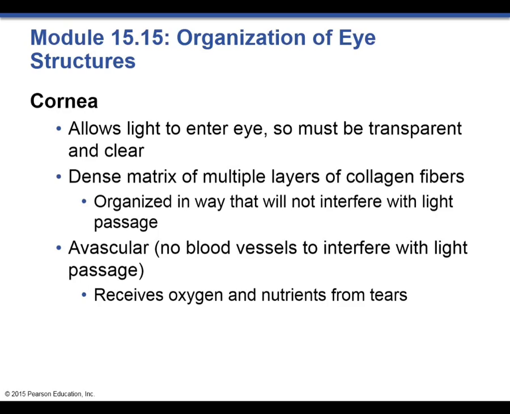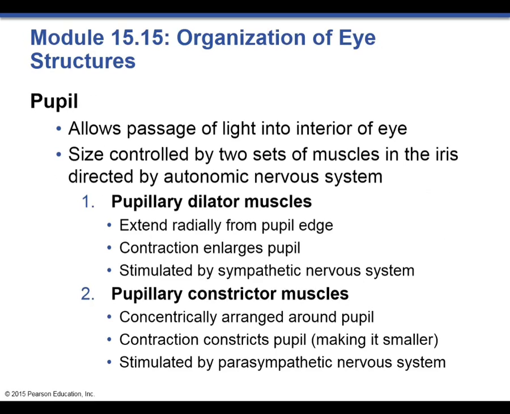So I've mentioned, again, a few of the features here. Remember that the cornea is avascular. That's a good thing, right? We're not looking through blood vessels. It's highly innervated, right? If you scratch your cornea, it hurts, but there are no blood vessels that you're having to sort of look through. That's kind of nice.